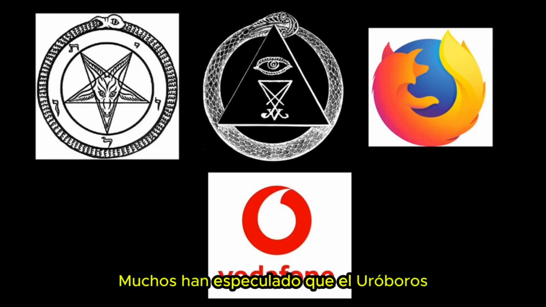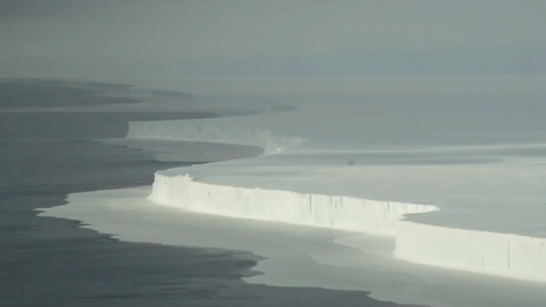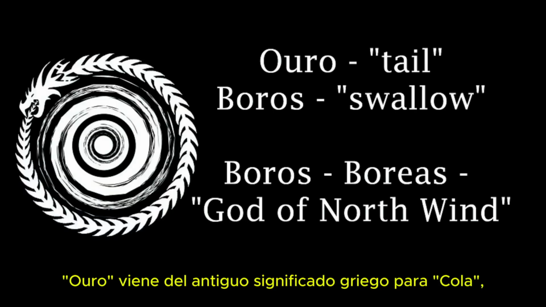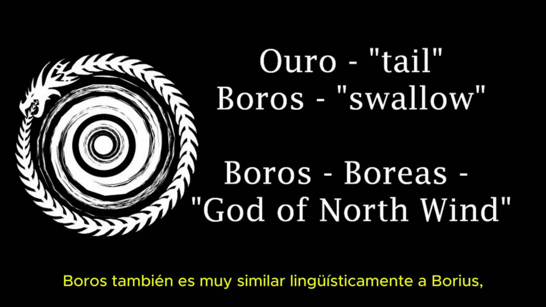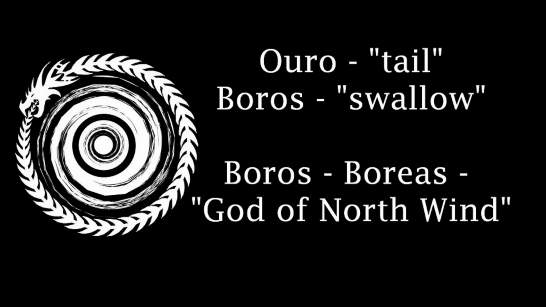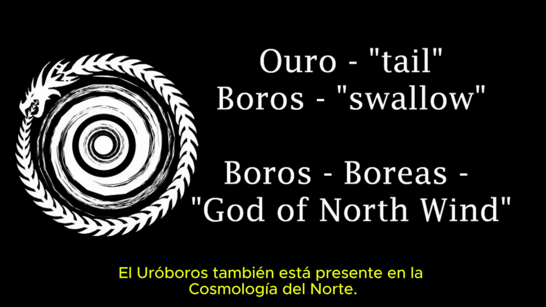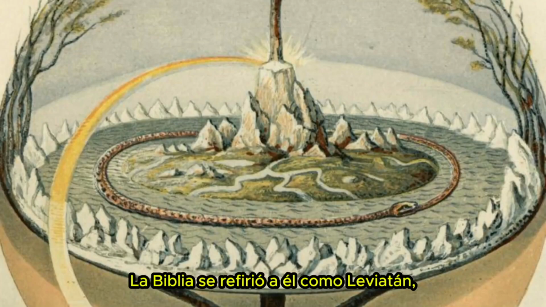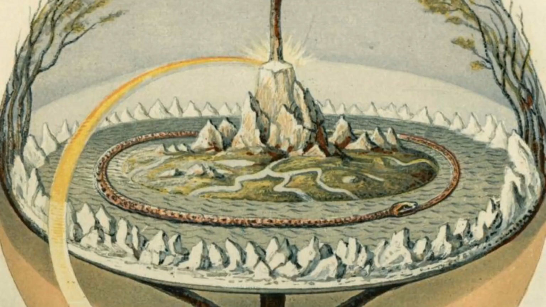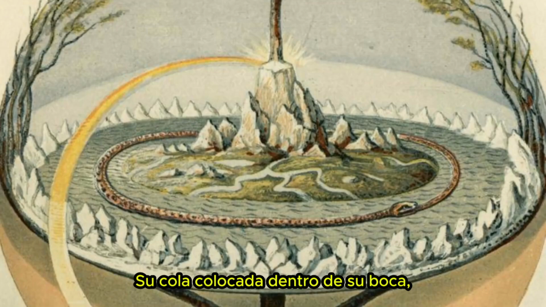Many have speculated that the Ouroboros symbolizes the ice ring at Antarctica. Oro comes from the ancient Greek meaning for tail, and Boros comes from the ancient Greek meaning for swallow. Boros is also very similar linguistically to Boreas, god of the north wind. The Ouroboros is also present in the Norse cosmology. Circling the center, the Bible referred to it as Leviathan, a creature with no mate, its tail placed inside of its mouth.